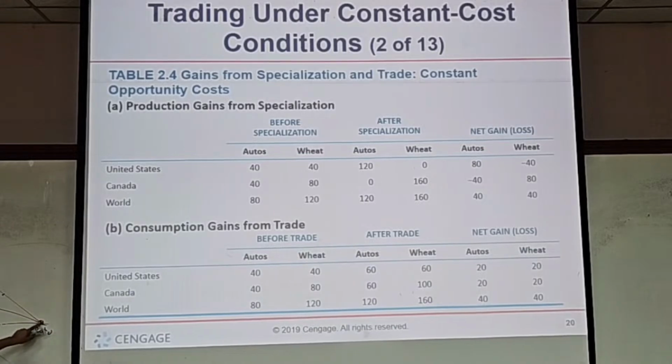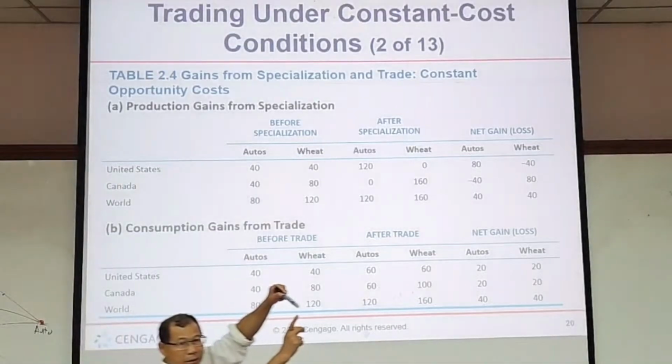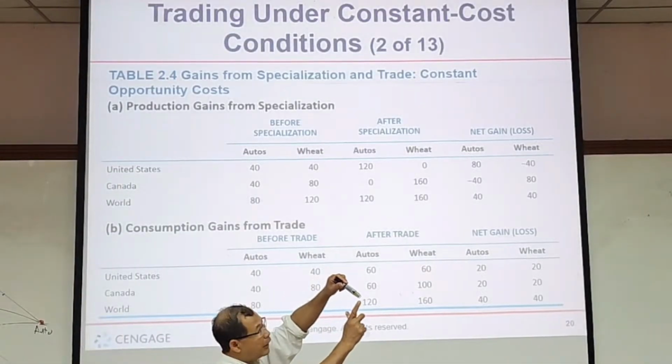Is it still on the production possibilities frontier? Canada, on the other hand, produces wheat all the way, 160. Yes, it must be on the frontier after specialization. Previously there were only 80 in the world, and 20 before. At the very end it is still on: 160 for wheat, before 120 and before 20.